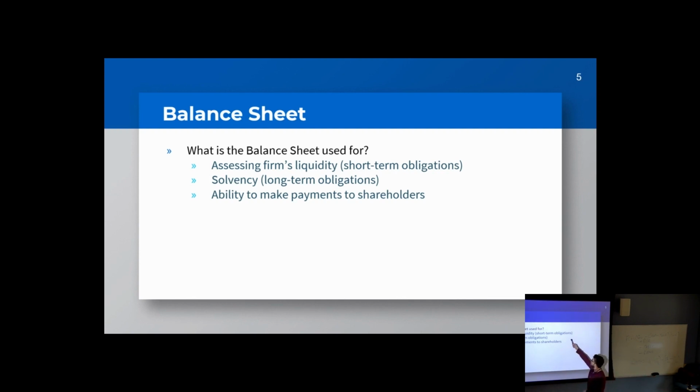So when we're looking at the company's balance sheet, we can assess the company's liquidity, its ability to pay short-term obligations, generally reflected in net working capital. We can also look at the company's long-term obligations. Has the company overextended itself on the debt that it's going to be issuing? And what's the company's ability to make payments to shareholders? We should see growing retained earnings if they're increasing their ability to pay.